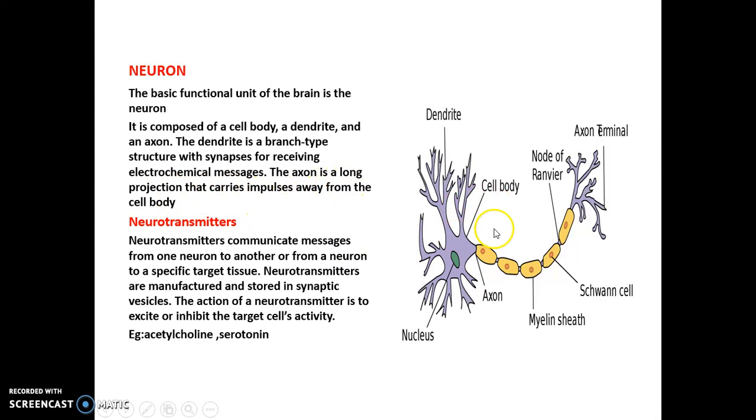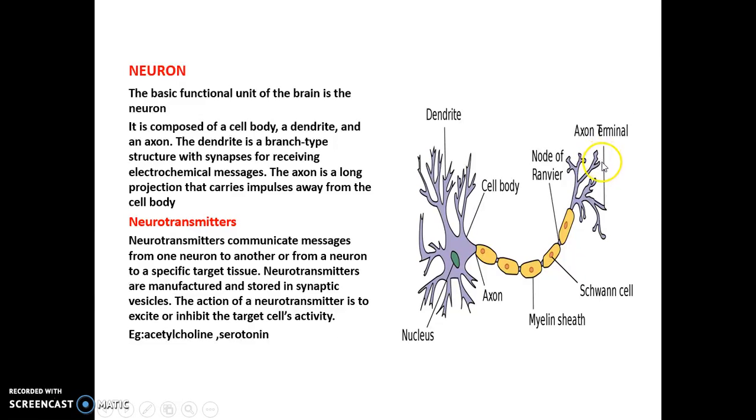Here you can see the neuron. This is the cell body, and the big branch or long tail is the axon. This is the end of the axon, and the other branches you can see around the cell body are called dendrites. The axon carries impulses away from the cell body. The message will go through this axon.